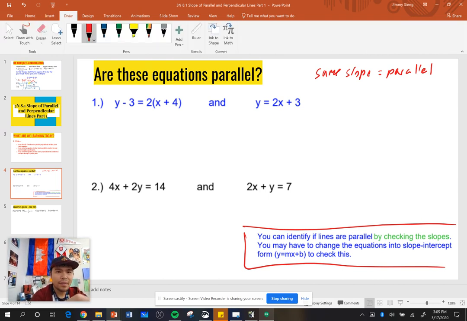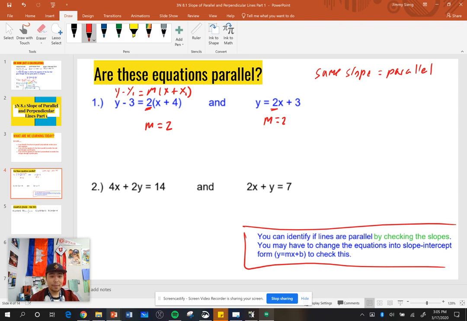So number 1, I'm just going to do this a little bit quicker. I can see here my slope for the second one is m equals 2. Let's double check for this first one. Again, this is in point slope form, right? Y minus y1 equals m parentheses x plus x1. I can already see my slope is also 2. So we can say that these slopes are the same, and yes, those two equations are parallel to each other.